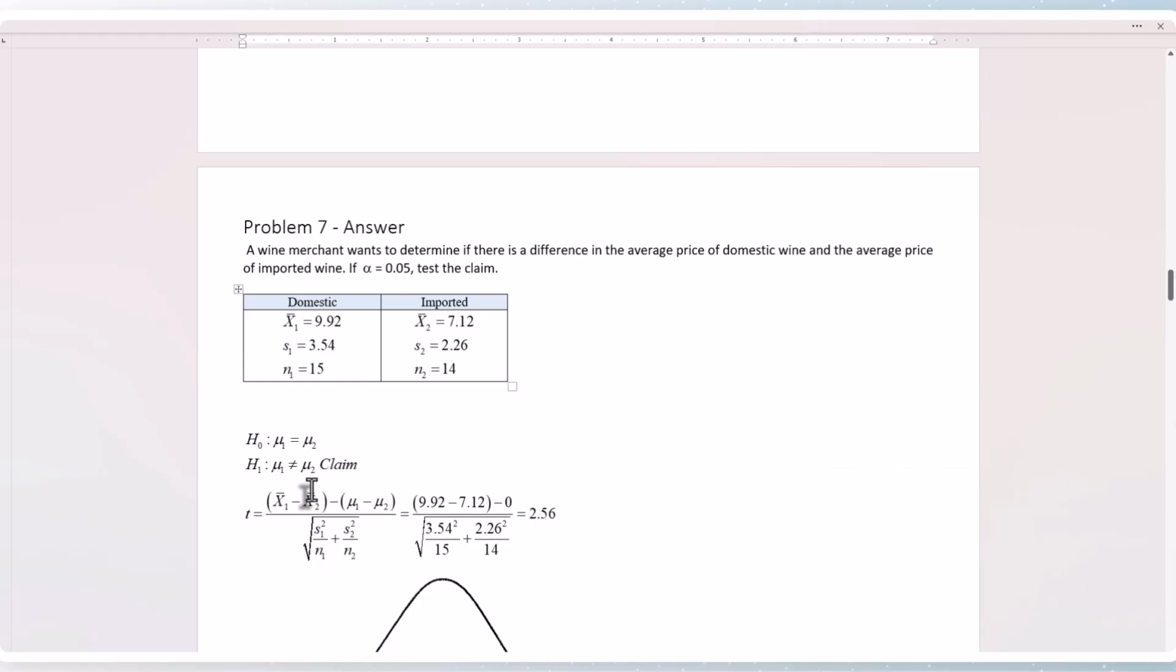Number 7 states a wine merchant wants to determine if there's a difference in the average price of domestic wine and the average price of imported wine. If alpha is 0.05, test the claim. So we have domestic and imported summary statistics. We're given 2 sample standard deviations. This is a t-test. We're not given the population standard deviations, so we have a t-test.